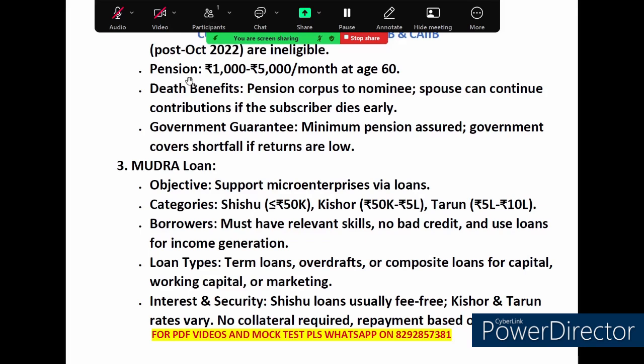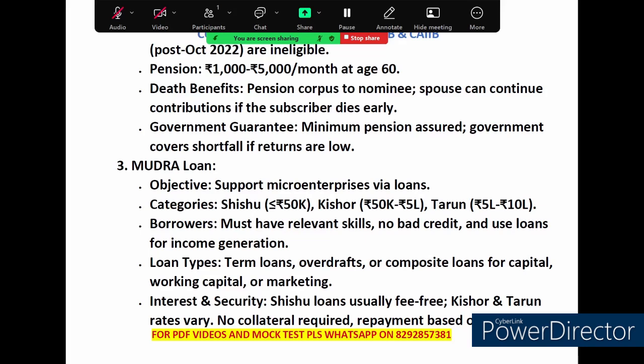Now pension, once you turn 60, you will receive a pension ranging from 1000 to 5000. Now, death benefit: if the subscriber dies early, their spouse can continue contributing, and the pension corpus will go to the nominee. Now, government guarantee: the government guarantees a minimum pension amount, covering any shortfall if the returns are low.